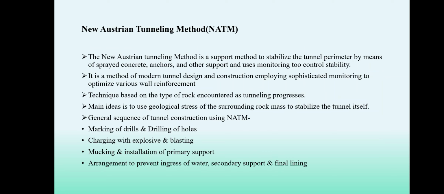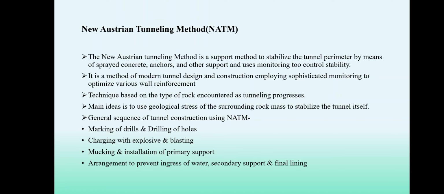New Austrian tunneling method. The New Austrian tunneling method is a support method to stabilize the tunnel perimeter by means of sprayed concrete, anchors and other support, and use of monitoring to control stability. It is a method of modern tunneling design and construction employing sophisticated monitoring to optimize various wall reinforcement techniques based on the type of rock encountered as tunneling progresses. The main idea is to use the geological stress of the surrounding rock mass to stabilize the tunnel itself.